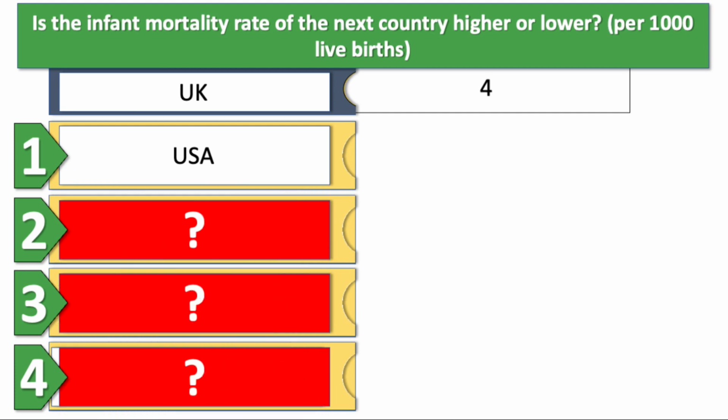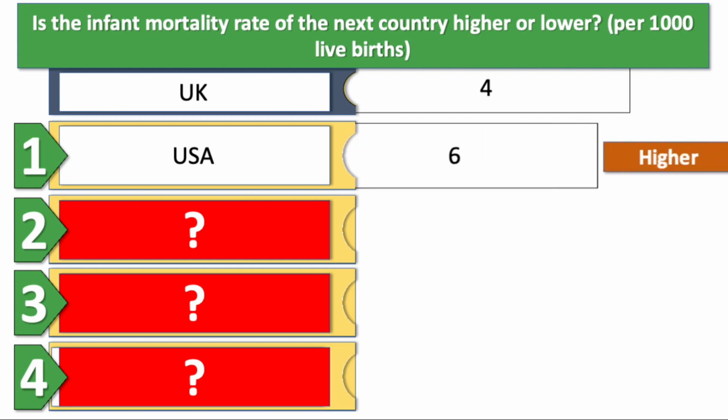So let's have a look at our next country. We're looking at the USA. Does the USA have a higher or a lower infant mortality rate? So we'll just give you a moment before we reveal. Okay, let's have a look. It's 6, so it is higher. Okay, so the higher it is, the worse the figure.